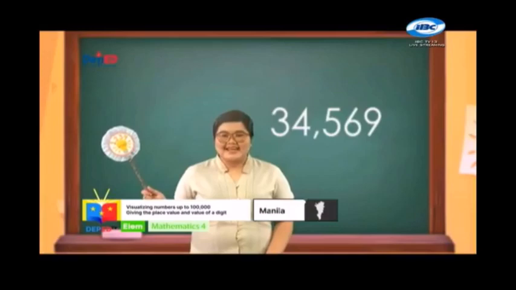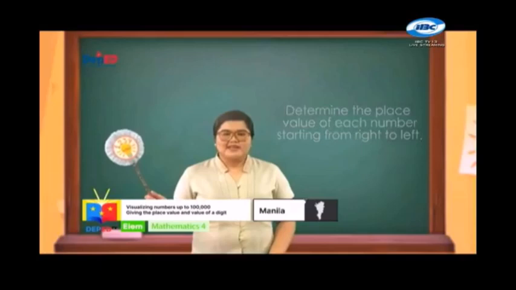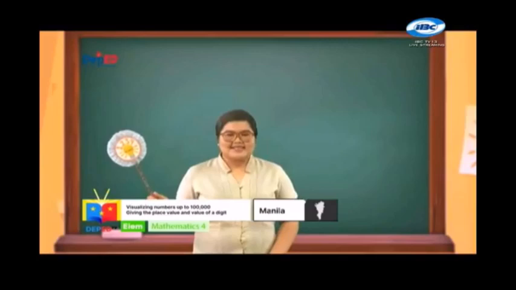Magic step number 1. Let us determine the place value of each number, starting from right to left. Place value is the position of every digit in a number. Ones, tens, hundreds, thousands, ten thousands.